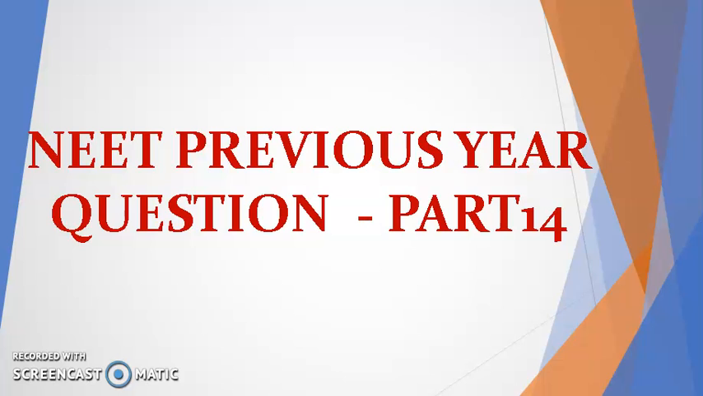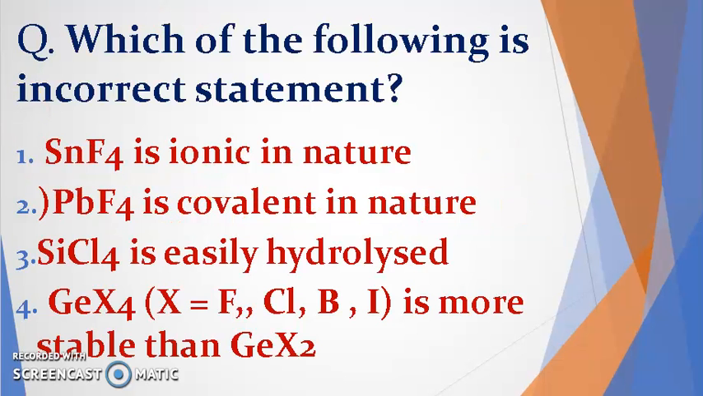Yeah, so let's go to the first question now. Which of the following is an incorrect statement? They have given four options: SnF4 is ionic in nature and PbF4 is covalent; SiCl4 is easily hydrolyzed; and GeX4, where X is a halogen atom, is more stable than GeX2.